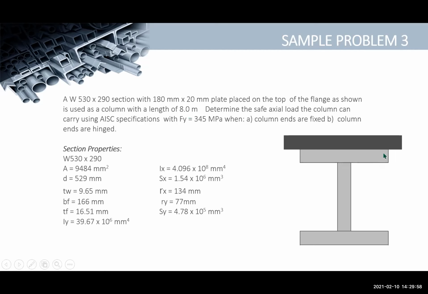So ito yung W530 by 290. Ito naman yung 180 by 20 na plate. So determine the safe axial load of the column with FY 345. Kasi ito yung section properties ng 530 by 290. Okay, so first, if the column ends are fixed. Next, kapag yung column ay hinged. Okay, so solve natin.